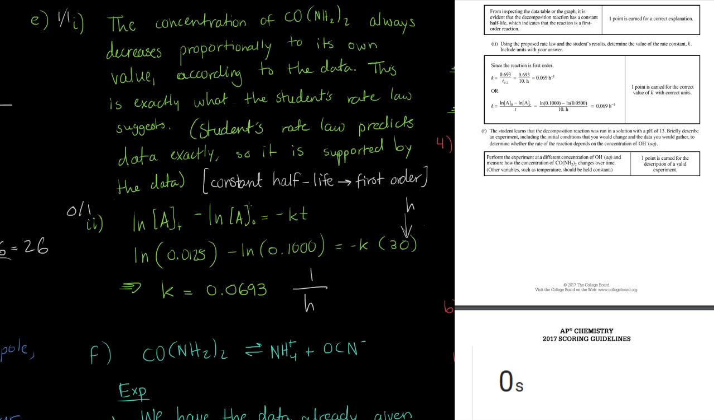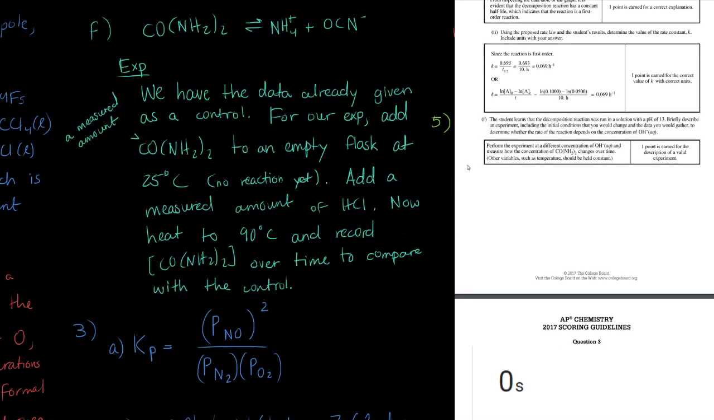Okay, let's move on. The student learns the decomposition. Okay, so perform the experiment at a different concentration of OH minus and measure how the concentration of CON2H4 changes over time. Okay, as always, their descriptions for the experiments are so brief. All they really wanted was to have more OH minus, which, okay, sure. By adding a measured amount of HCl, we would change that.